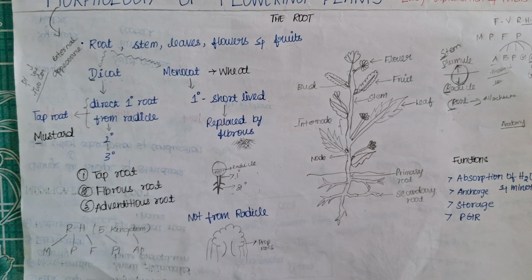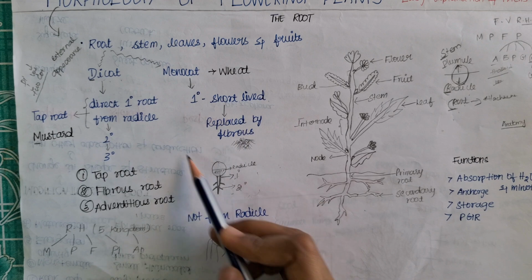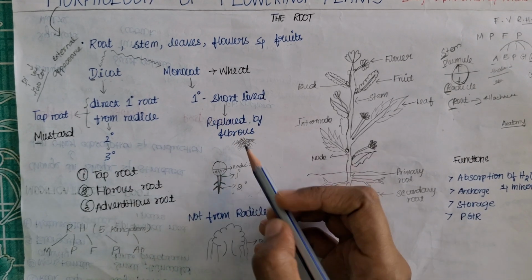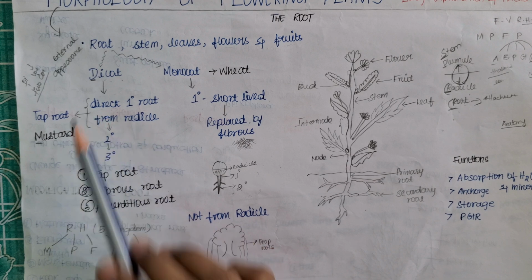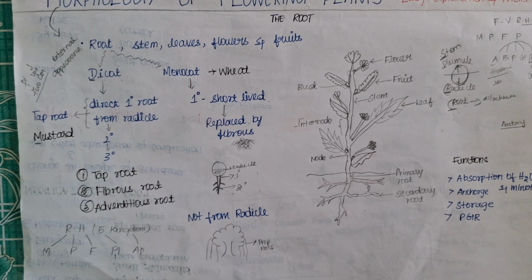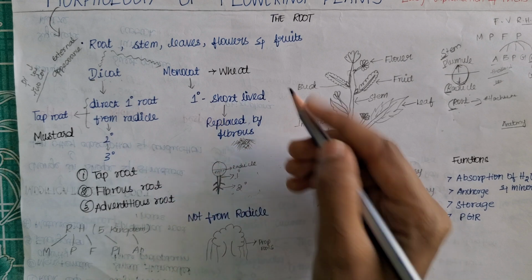So once the roots disappear, they will be replaced by some other fibrous root. Are we clear? Let's say in case of taproot, the primary root will be there. In that only the secondary roots are coming. But in case of fibrous root, this is opposite.